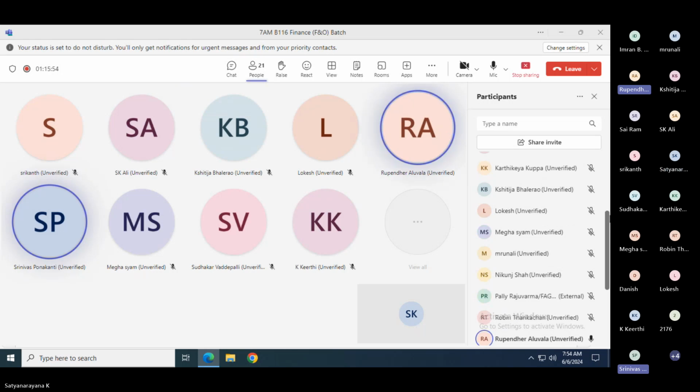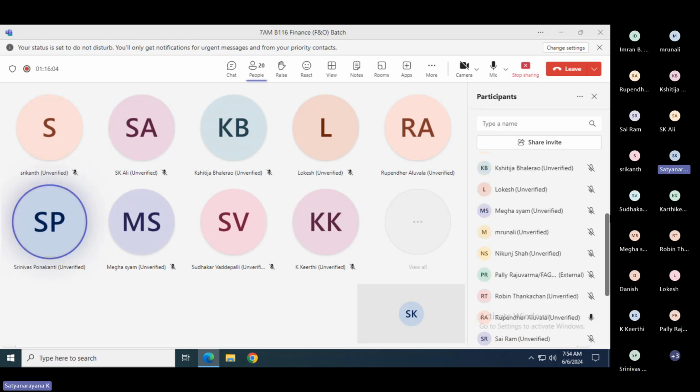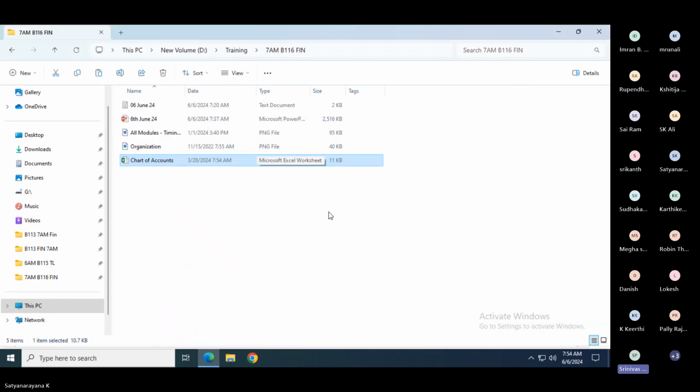Sir, while booking... Yes, please, Srinivas? Would you share any daily running notes or do we have to write? No. I will share these recordings with you. I will share notepads also. All these documents I will share with you. Okay, thank you.